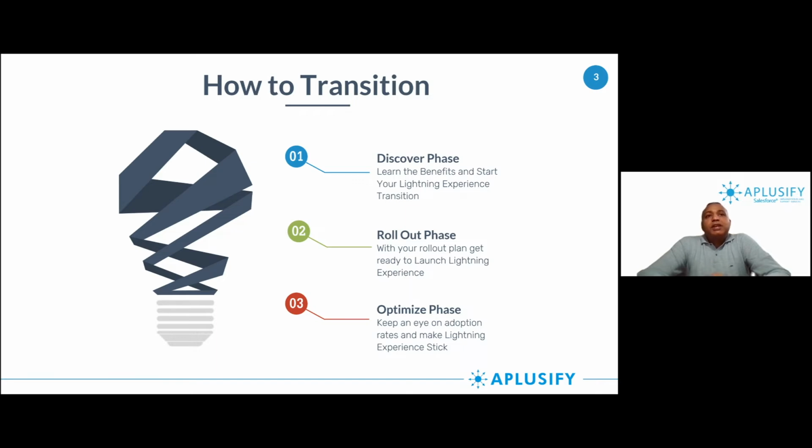And optimize phase is generally an adoption phase, right? Because you are moving to Lightning for your actual users. You should make sure that the users on the system are kept updated and they start using the new Lightning platform. If they don't start using it, then the whole effort of moving to Lightning, the cost, is of no use, right? So adoption has to be there, and that comes in the optimize phase.